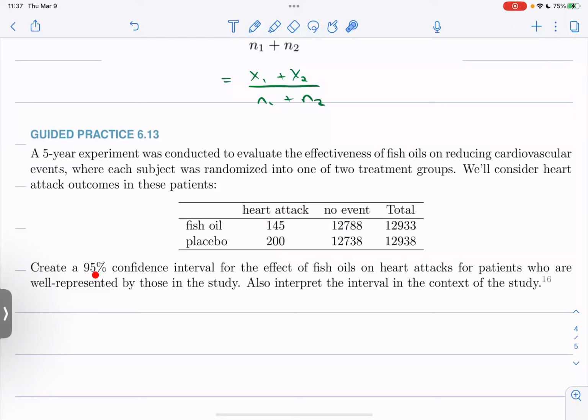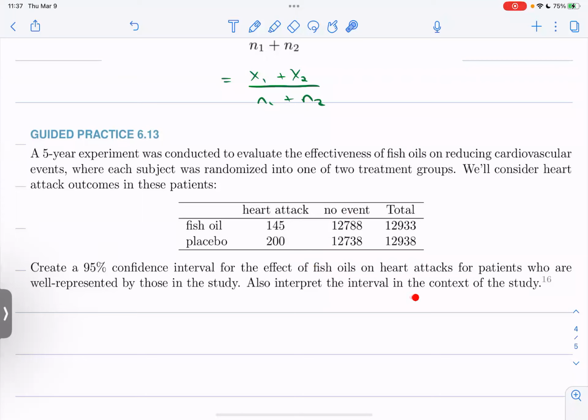So create a 95% confidence interval for the effect of fish oils on heart attacks for patients who are well represented by those in the study. Obviously there were study criteria that we're not privy to, but that's fine. If you match the criteria of those in the study, then you will probably fall into this distribution.